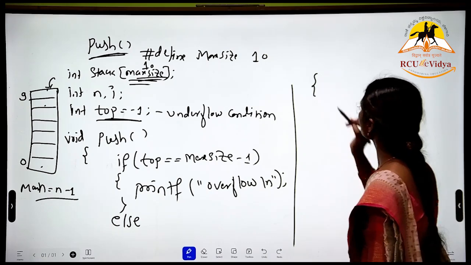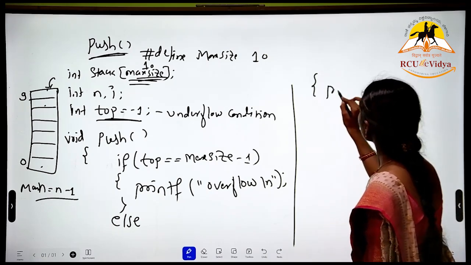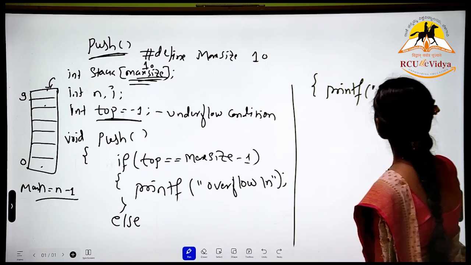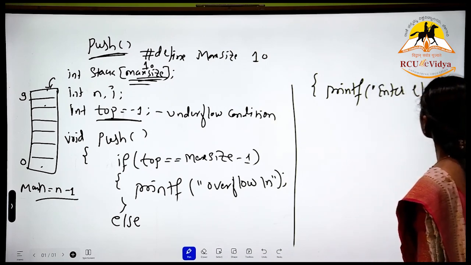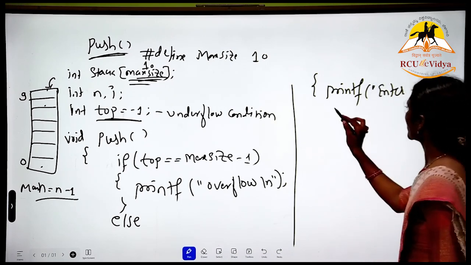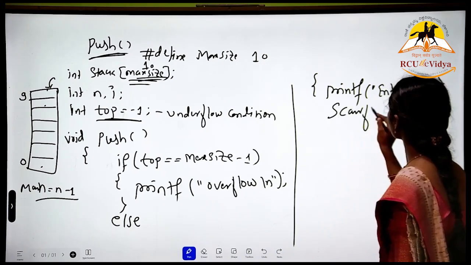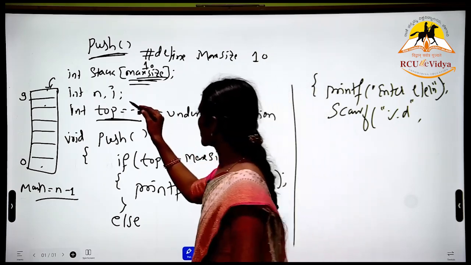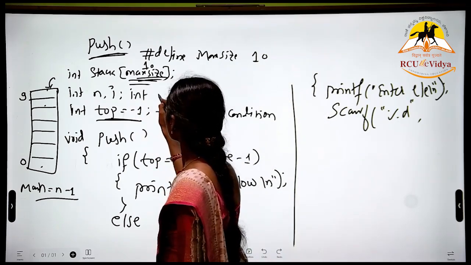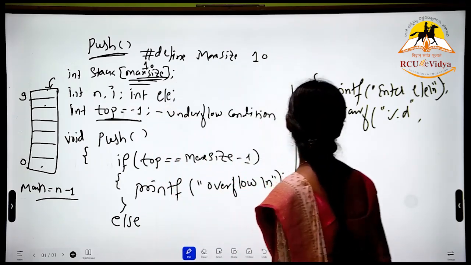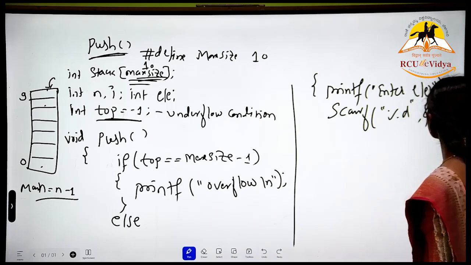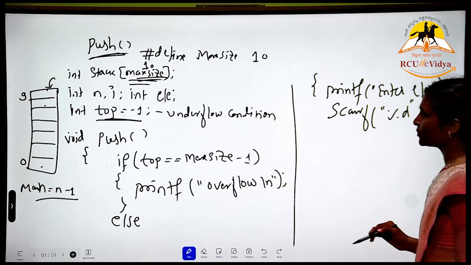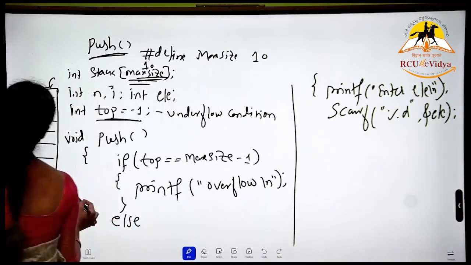Now we are going to go with a block that has printf: enter the element into the stack. We can enter an element into the stack. That is scanf with %d. One more thing we need is the element here: int element. I have to read it, so %d with the address of element. Okay. Once you read the element, now here top is initially where?